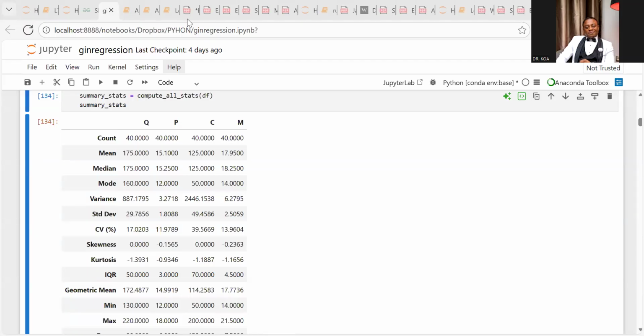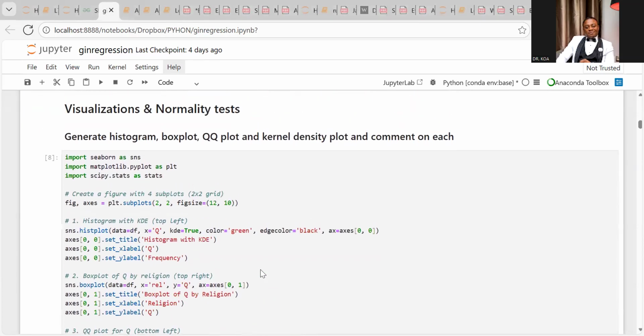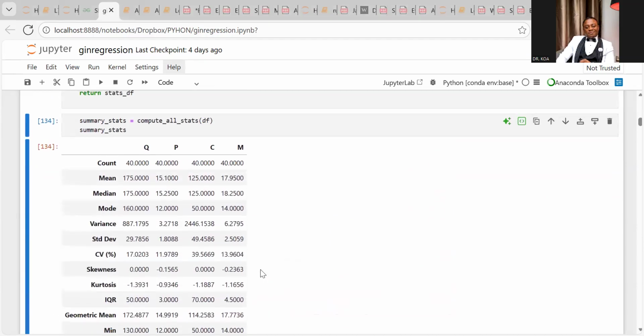What is the coefficient of variation? And when would you need that? What does it measure? The coefficient of variation measures what? Is it a measure of the central tendency or a measure of the dispersion? Dispersion, sir.